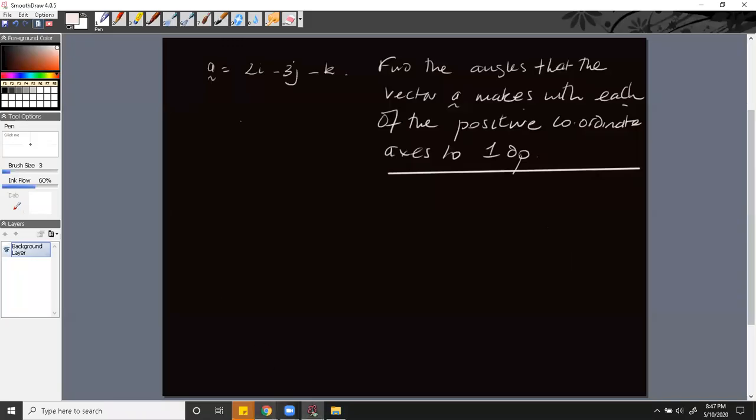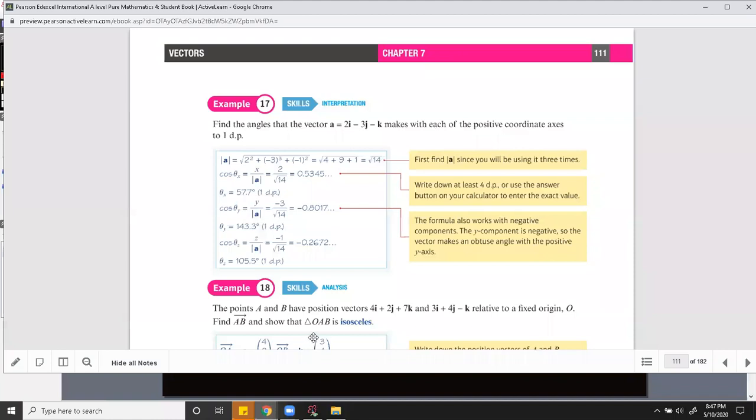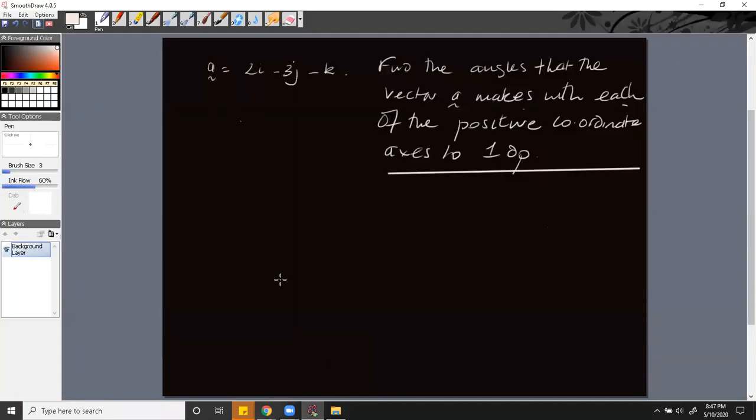Right, so this one is example 17, page 111. We have to find the angles that the vector 2i minus 3j minus k makes with each of the positive coordinate axes to one decimal place. Okay, now as before, let's think about what we're dealing with here.